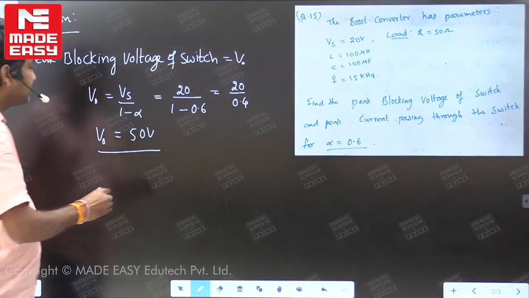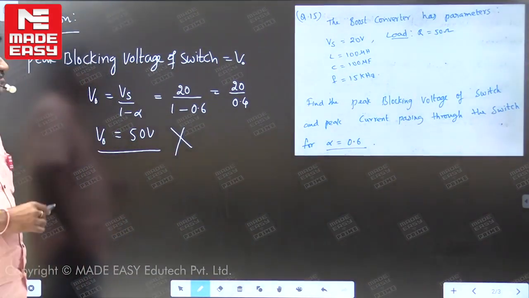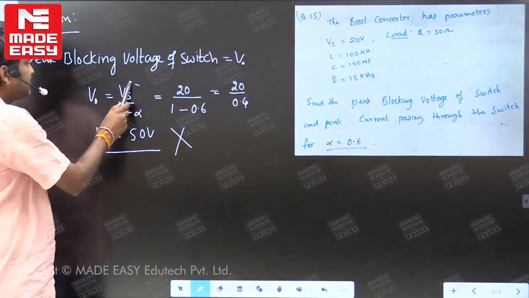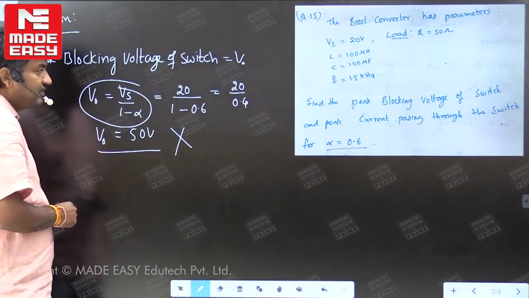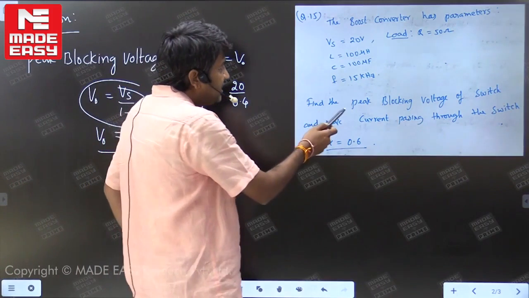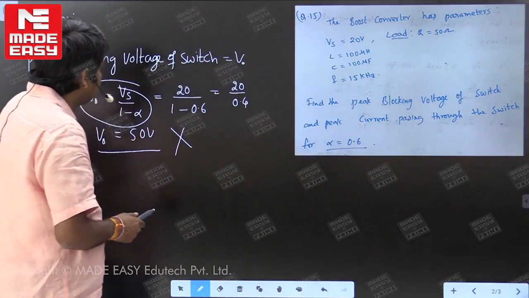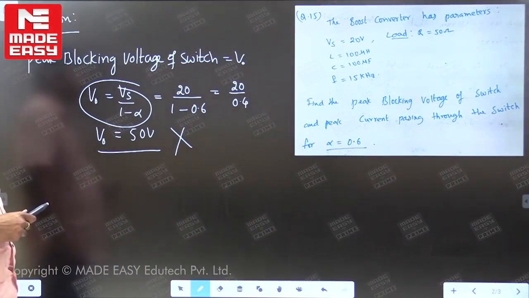But this is the mistake we do. Normally, we do this type of mistakes. Actually, this formula is suitable only when it is continuous conduction. Examiner did not say whether it is continuous or discontinuous. Then how can you say this formula is valid? So first step is we have to cross-examine whether inductor current is continuous or discontinuous, because that is not given in the problem.